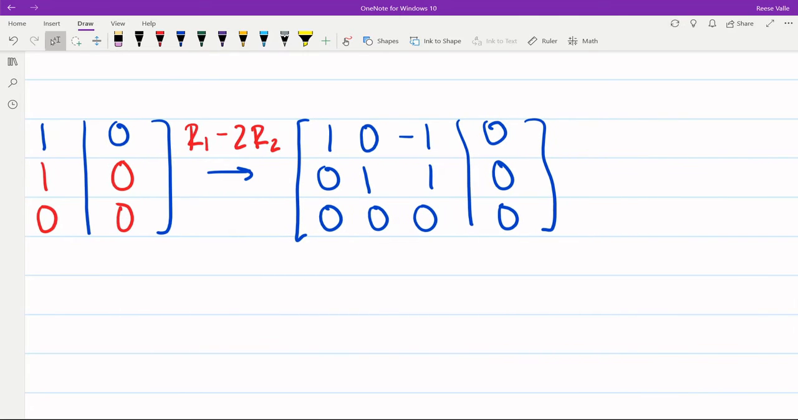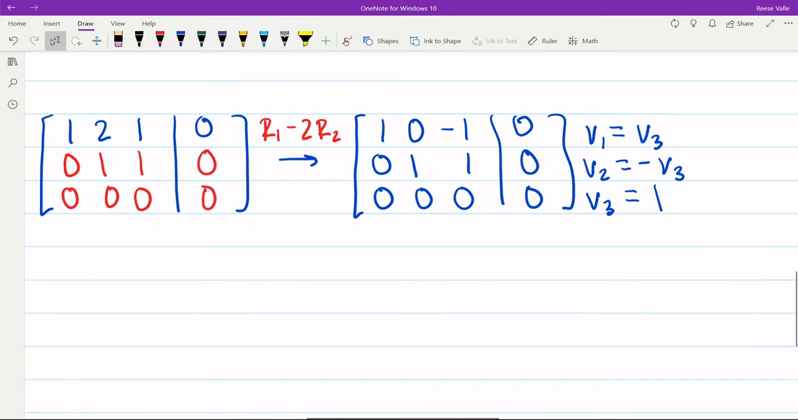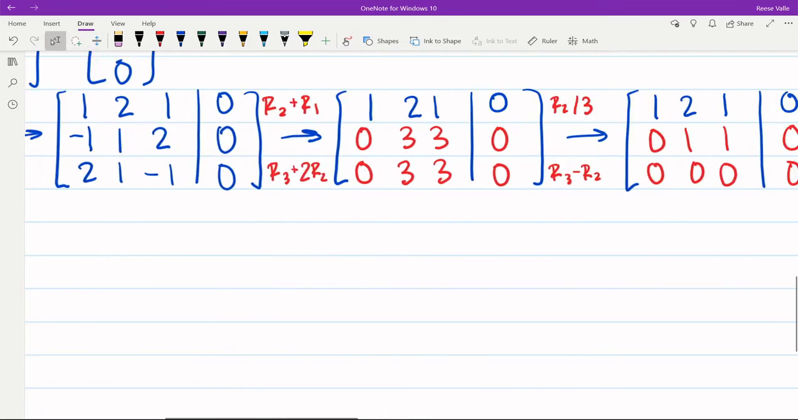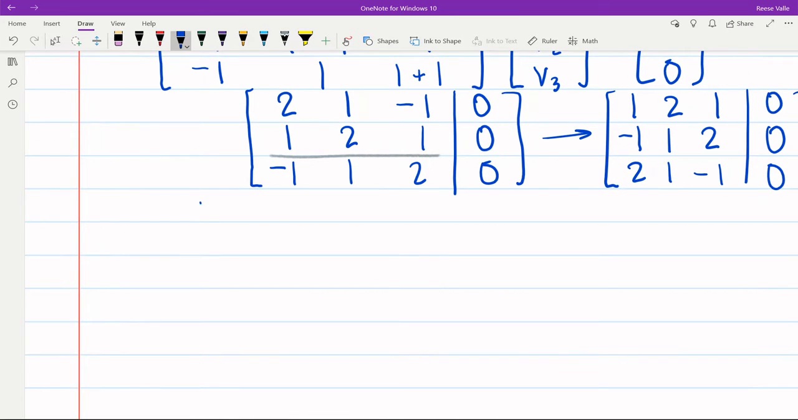Okay, so then v1 equals v3, v2 equals negative v3, and v3, we're just going to make that equal 1. We can set that to whatever we want since it's a free variable. So our first vector here is going to be equal to 1, negative 1, 1.